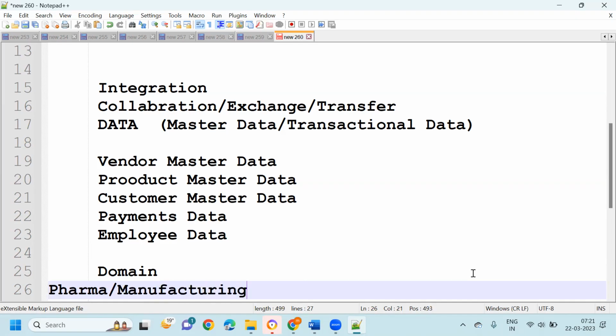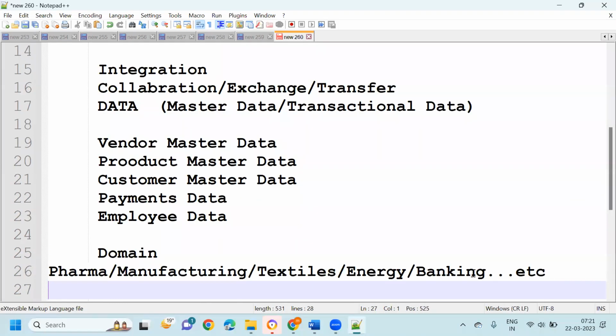This is manufacturing. Next, some are related to textiles. Some are related to energy. Some are related to banking sector organizations, etc. Like that we can see multiple domain organizations here.